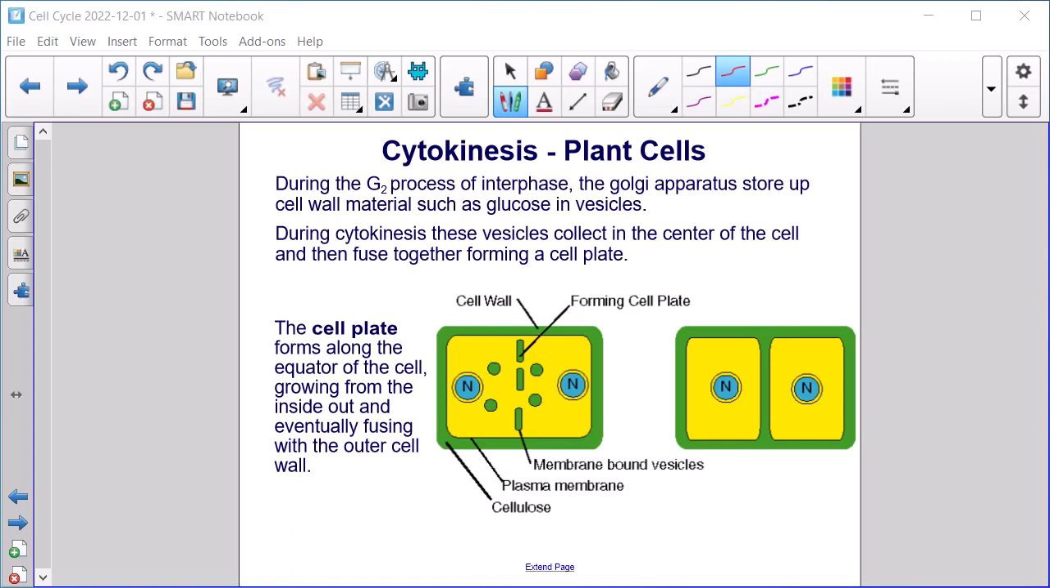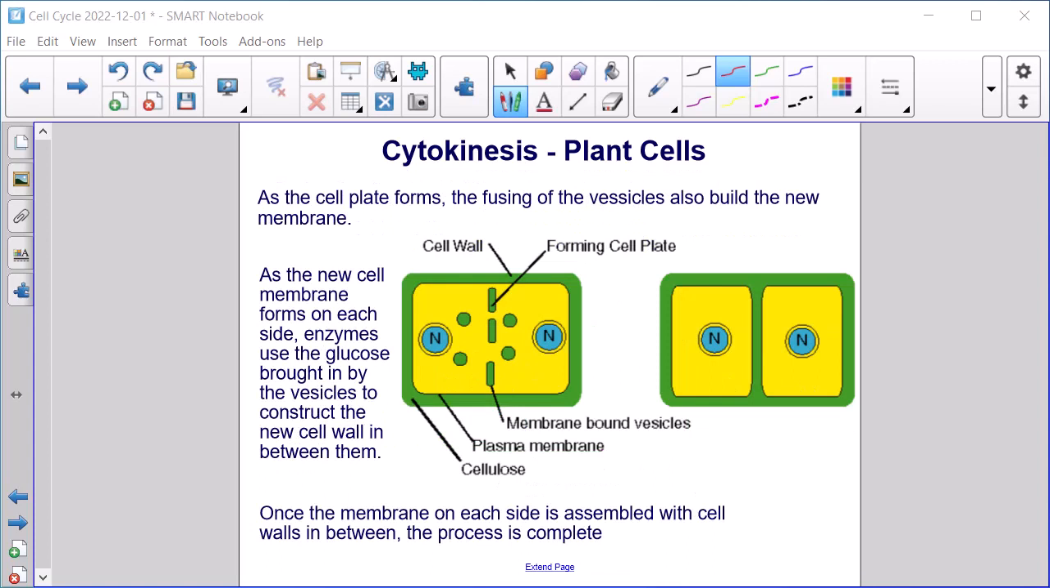Now let's look at cytokinesis in plant cells. During the G2 process of interphase, the Golgi apparatus store up cell wall material such as glucose in vesicles. During cytokinesis, these vesicles collect in the center of the cell, here, and then fuse together, forming a cell plate. The cell plate forms along the equator of the cell, growing from the inside out and eventually fusing with the outer cell wall here and here.